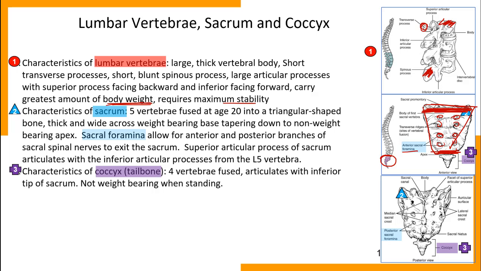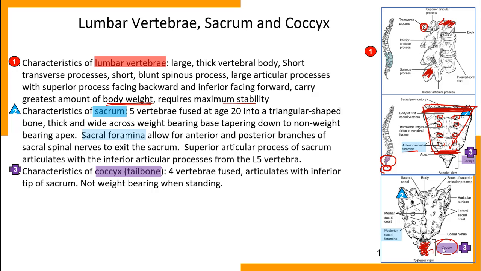And then down the bottom, right over here, you've got the coccyx or the tailbone. Again, it's 4 small vertebrae that are fused together. It doesn't bear weight. Sometimes it's called a vestigial organ.